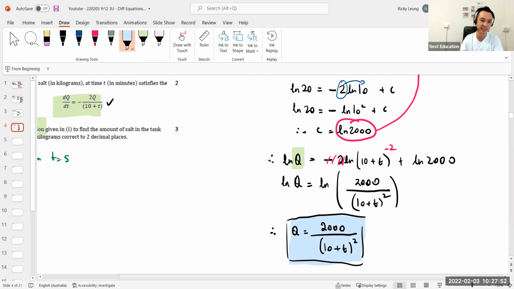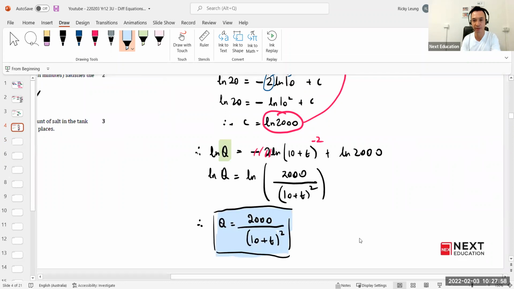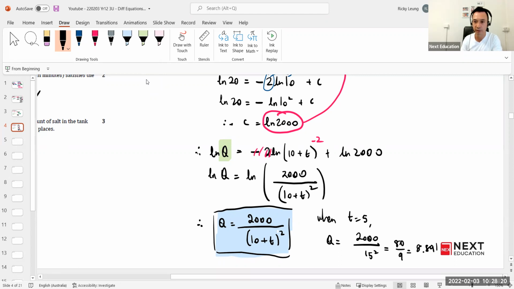Last but not least, the question says, after 5 minutes, find q. So easy, just sub in. Oh, look at this, good planning. So when t equals 5, then q equals 2000 on sub 5 into that, 15 squared. So equals 80 on 9, I believe, which is 8.89 kilograms.